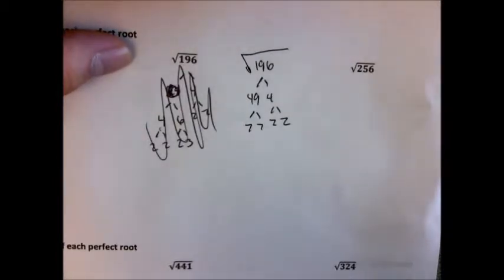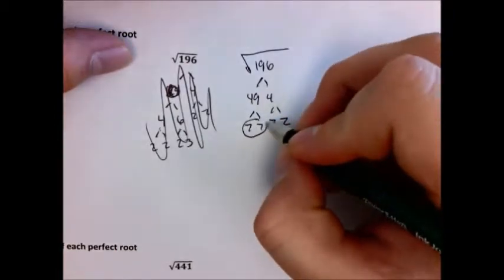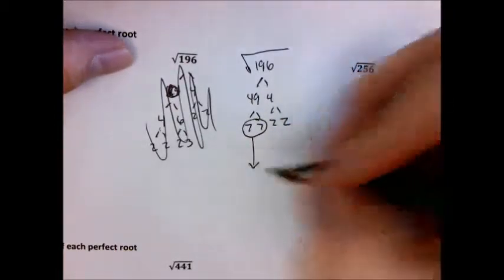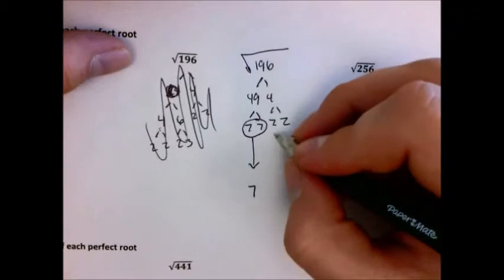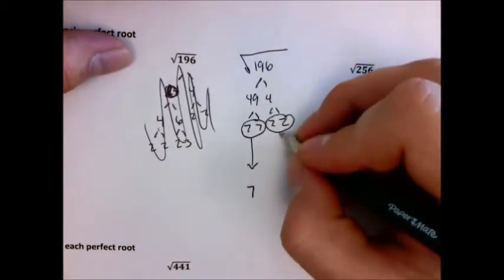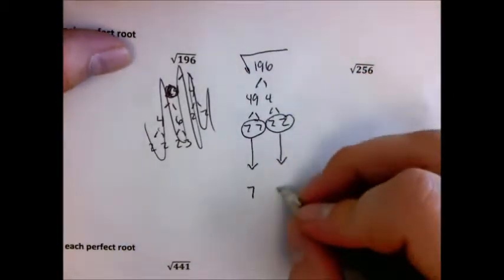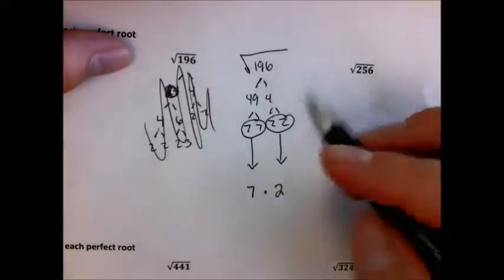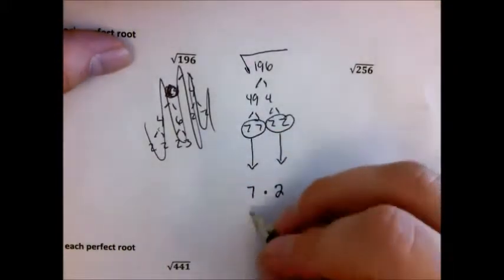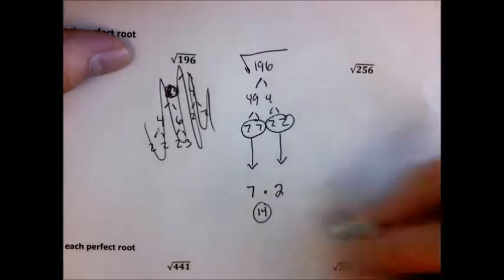So, remember, once again, we had to take things out in pairs. So here is a pair of 7's. Turns into one 7. Here is a pair of 2's. Turns into one 2. Whenever we bring things out of the root, we have to multiply them together, so we get 14.